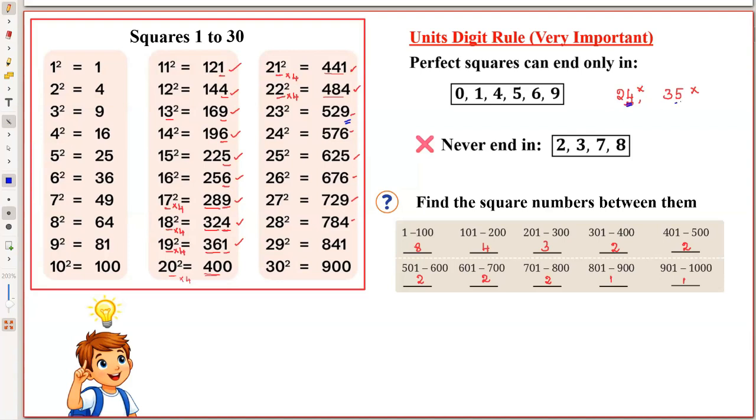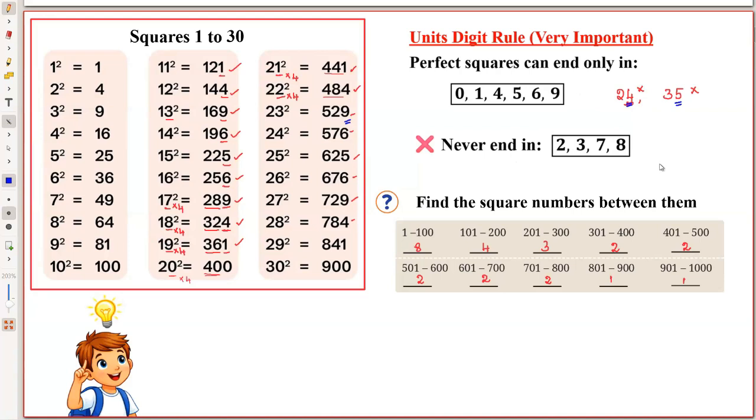Okay. Then 35 ends with 5, so we cannot say anything about numbers ending with this. It can be or cannot be a perfect square number. But if the number ends with 2, 3, 7, or 8, then confidently we can say that the number is not a perfect square number. A square number cannot end with 2, 3, 7, 8.